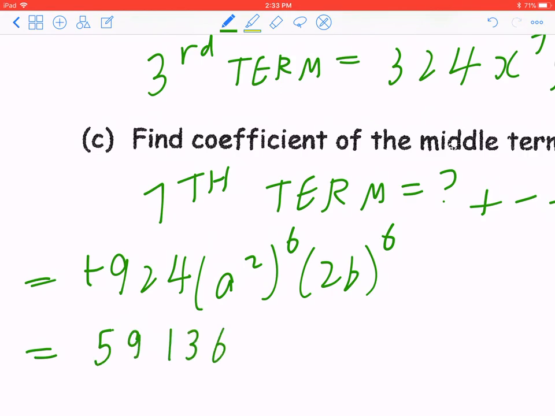59,136 times a to the power of 12 times b to the power of 6, just like that.